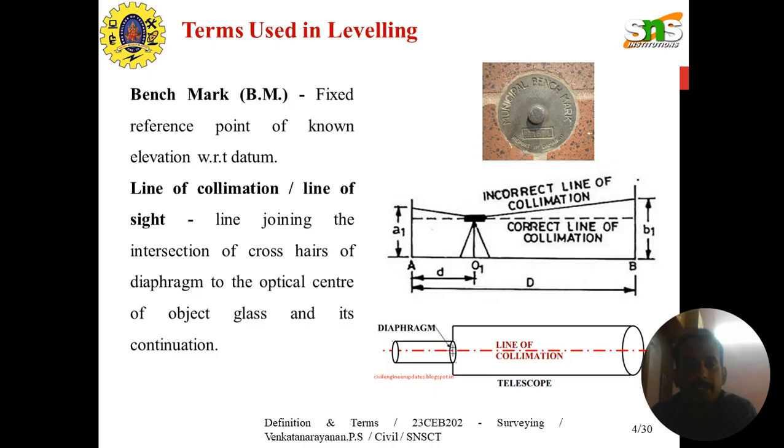Next is line of collimation or line of sight. It is the line joining the intersection of crosshairs of diaphragms to the optical center of object glass and its continuation. So in a simple way, it is the center of axis or central axis of the telescope. It is the line bisecting the central axis of the telescope.